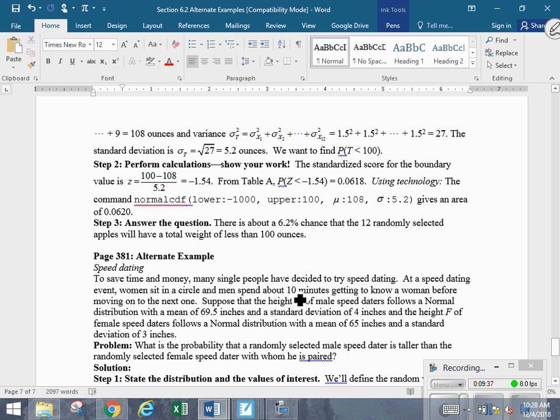5.2? Why did I get 5.2? Why did I get 27? I think I put something wrong on my calculator. 1.5 squared? 2.25. Oh, did I do 2.5? Yeah, that's what I did. Sorry, I made a typo error.